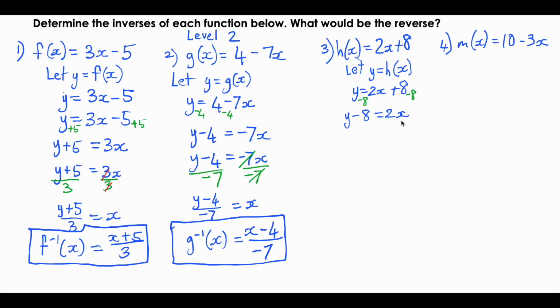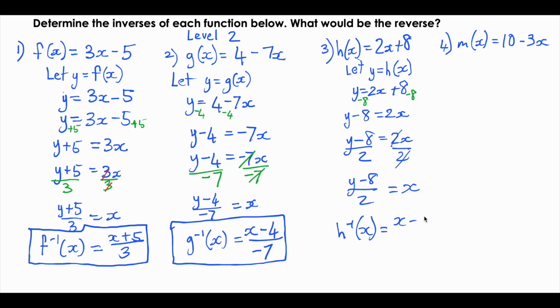So since y minus 8 is equal to 2x, now we could divide both sides by 2. Once we divide both sides by 2, we'll be left with y minus 8 over 2 is equal to x. So therefore, we could say that h inverse, if we interchange, would be equal to x minus 8 over 2. And that's it.